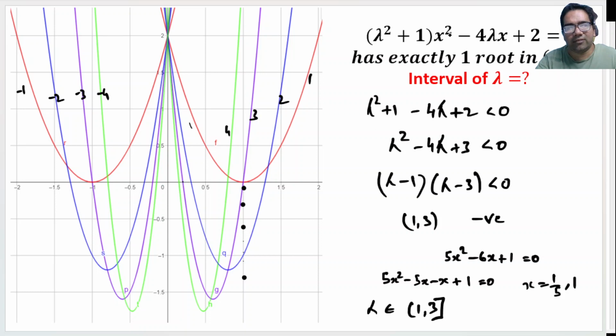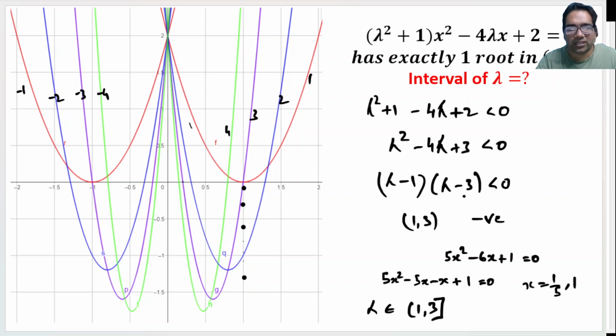So we are saying if you substitute x equals 1, lambda square plus 1 minus 4 lambda plus 2 should always be less than 0. Equal to 0, we will take up again. Less than 0. What does that mean? Lambda square minus 4 lambda plus 3. Right, 1 plus 2 is 3, is less than 0.